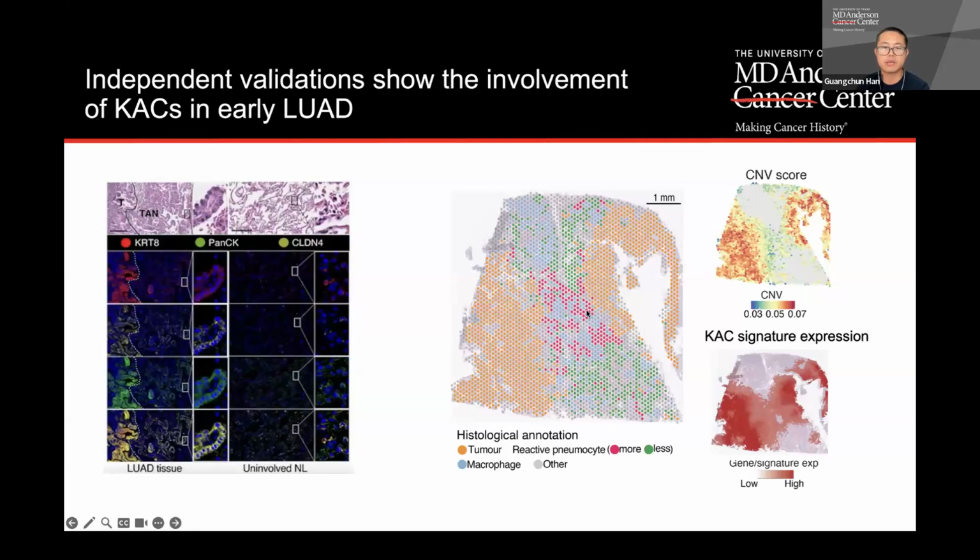For the reactive pneumocytes, we are also able to dichotomize them into two groups. We have the more reactive group and the less reactive group. The more reactive group is serving again as a bridge that is connecting those two tumor regions. So this spatial profiling provides a very interesting and important validation, and spatially it gives us more confidence, showing the CAC's involvement in early stage lung adenocarcinoma malignant cell development.